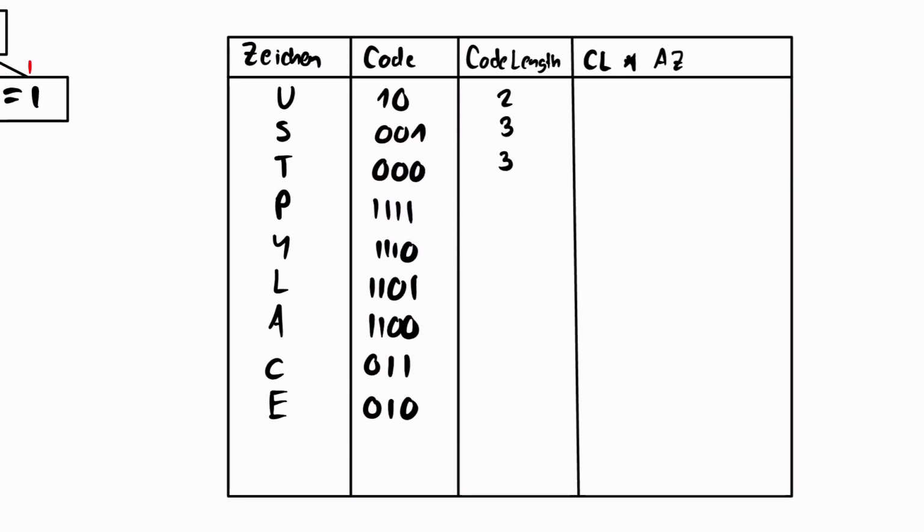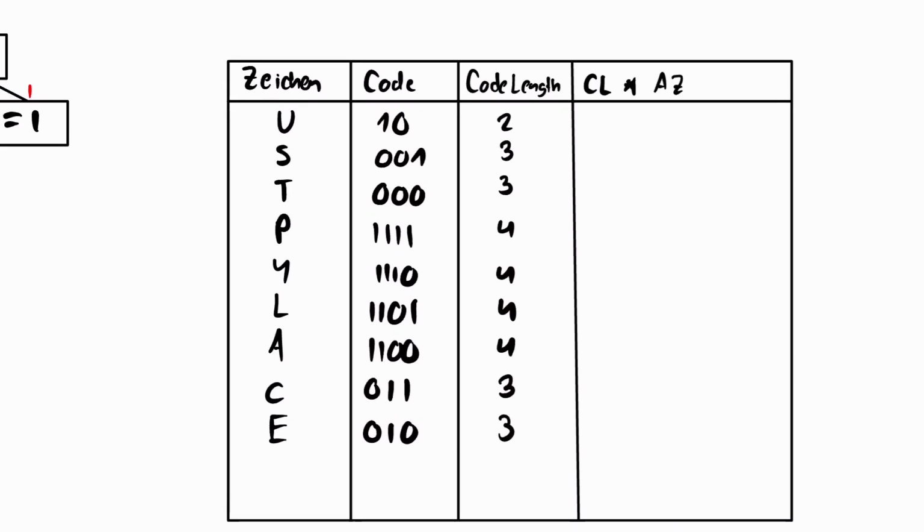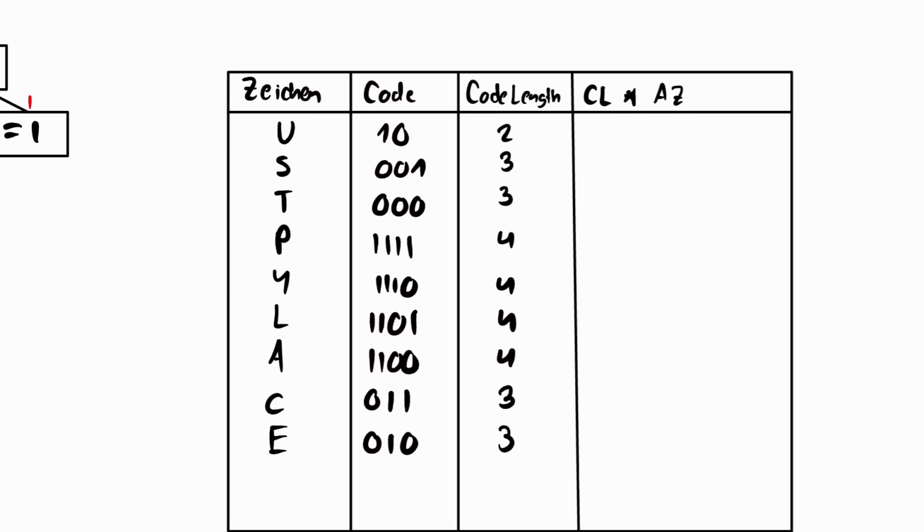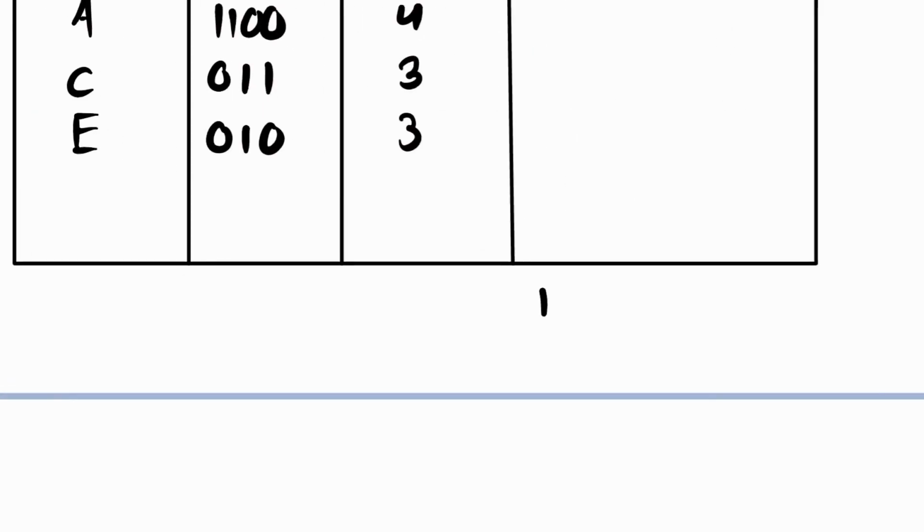This will be 3, 3. This is going to be 4. This is going to be 4, 4, 4, 3, 3. So now we want to find the code length times the amount of characters we have. In this case, for U, we have only 2 times the U, and the rest are just ones. So we can just multiply them by themselves. So you can say 3 times 4 is going to be 12, right? And then 4 times 4 is going to be 16. So 16 and 12 is going to be 28, plus 4 is going to be 32, basically. So we can say total is 32.